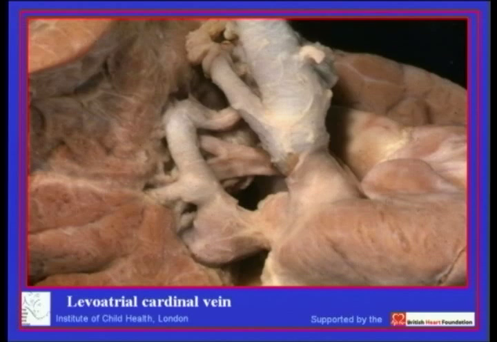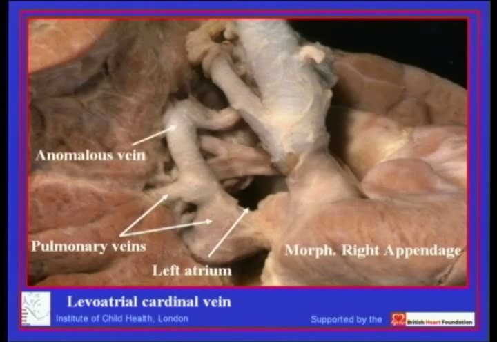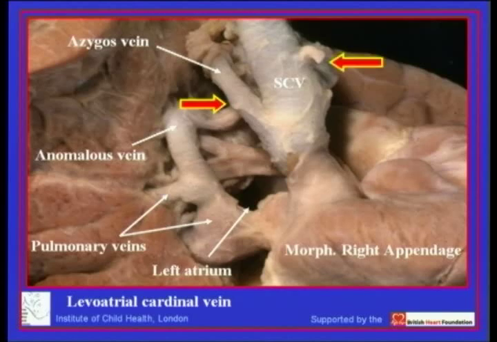Here is one of our examples viewed from the front. So I'm showing you here the morphologically right appendage. That is the left atrium and the right pulmonary veins. And what you see is draining from the right pulmonary veins, you have an anomalous venous channel that runs up, passes behind the superior caval vein and the azygos vein, and then drains to the left side of the superior caval vein. So this is the so-called levoatrial cardinal vein.